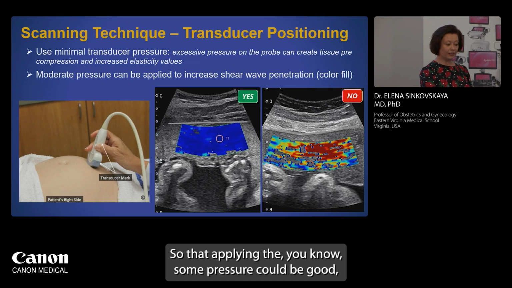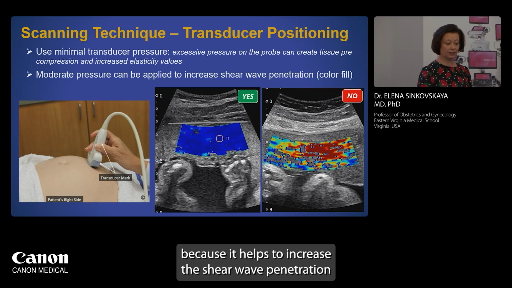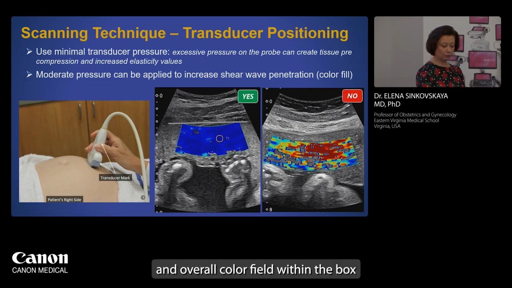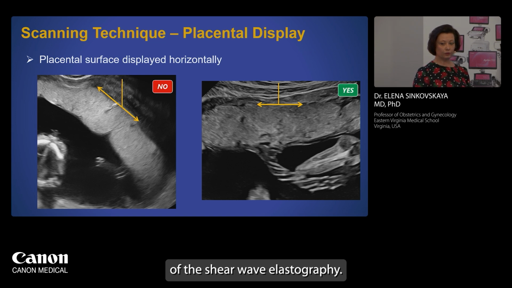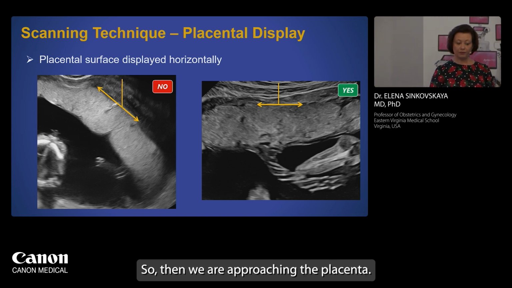Applying some pressure could be good because it helps to increase the shear wave penetration and the overall color field within the box of the shear wave elastography. So then we are approaching the placenta.